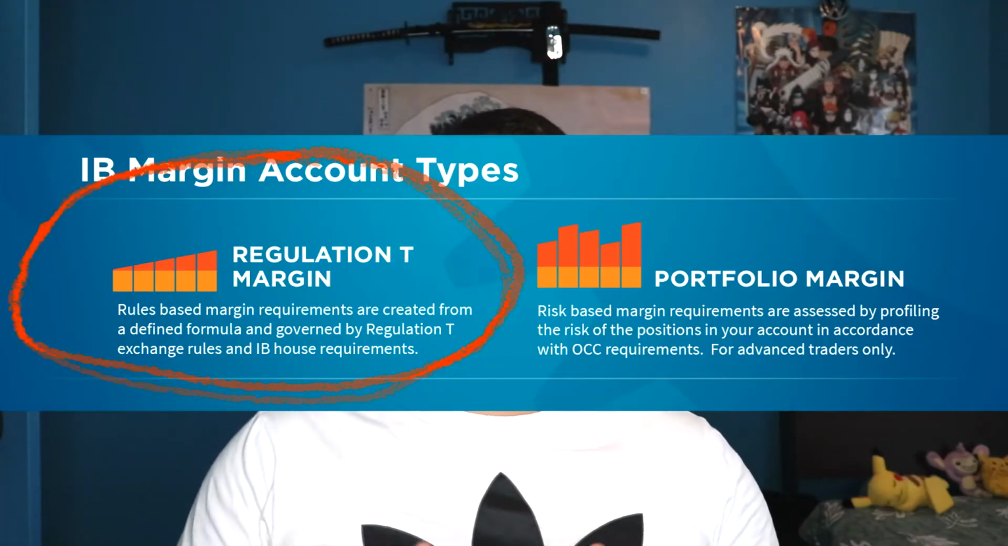Unfortunately, this type of account is not offered with Interactive Brokers Canada. The only type of margin accounts you can open is a regular T margin account. This means the PDT rule will apply to you if you are using Interactive Brokers Canada. Now don't get me wrong, this doesn't mean that you cannot day trade at all with Interactive Brokers. You can, but there are some limitations.